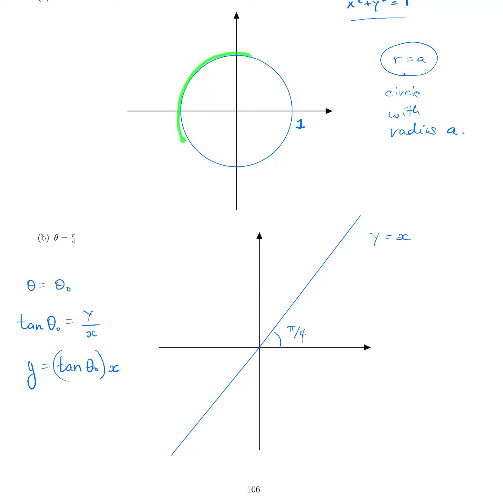Constant radius, circle centered about the origin. In the next video, we're going to look at a couple more polar curves with a little bit more complicated equations.